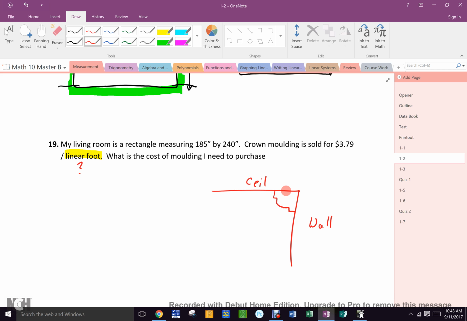So what's wrong with that question? Could you guys have done that question? No, because you don't know what crown molding is. Linear foot was what Josh and Deep said. What's a linear foot? What word do you see in linear? Line. So what do you think a linear foot is?